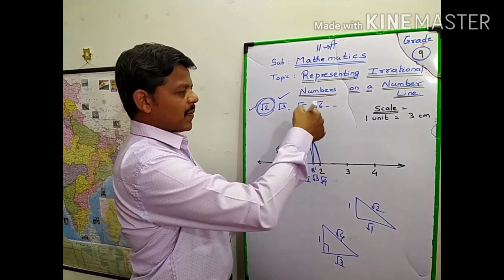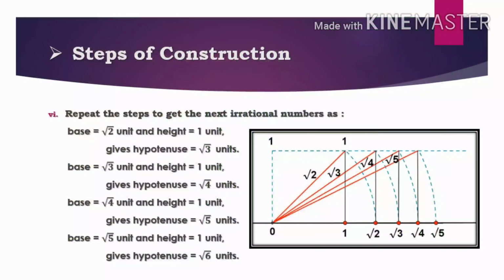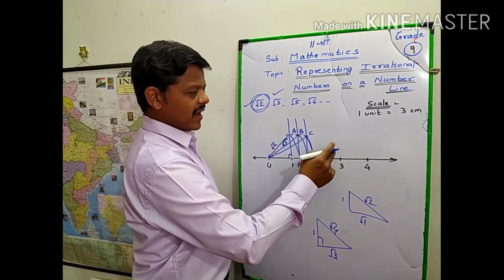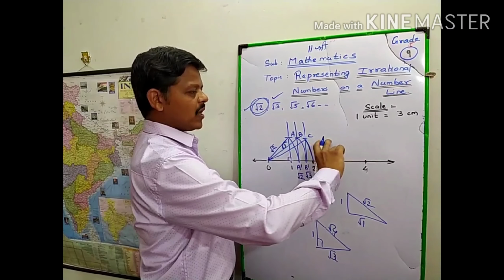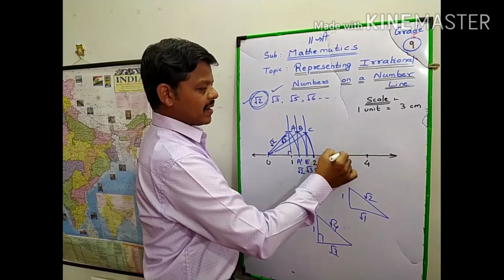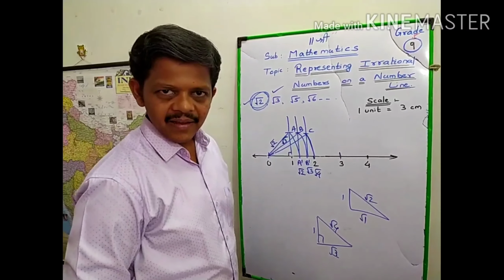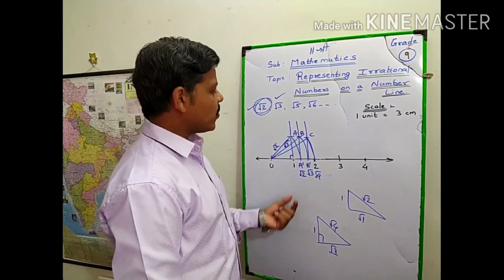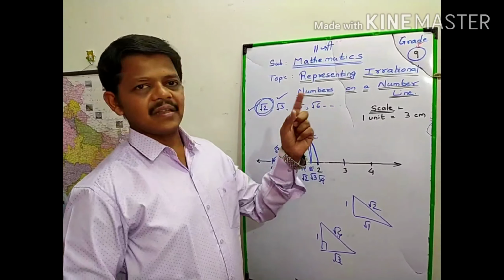Continue. Perpendicular 1 unit, hypotenuse root 5. Perpendicular 1 unit, hypotenuse root 6. Root 7, root 8, add root 8, perpendicular 1 unit, join it. This is root 9, will exactly come at the point 3. Do you understand? So this is how we are getting all these irrational numbers.